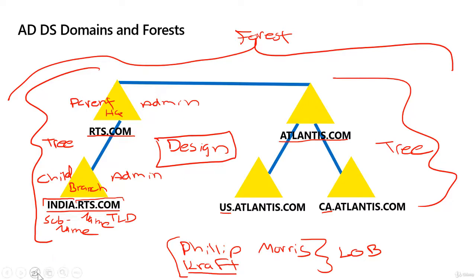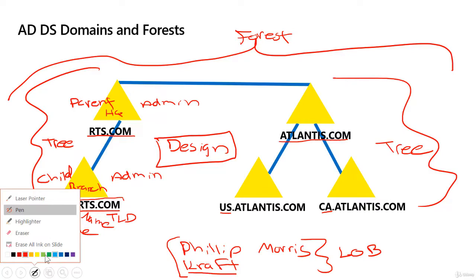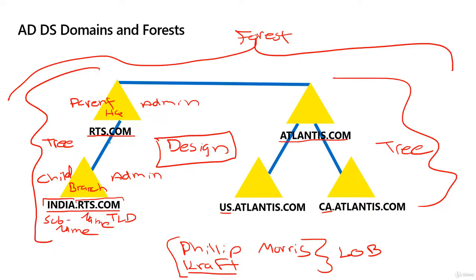Now with this, I'm going to change colors here. What we have are these trust relationships. So these lines here represent a trust. And I have these, I'm going to put little arrows on them. What this means to me, let's say there is a user in the ca.atlantis.com, Bob.